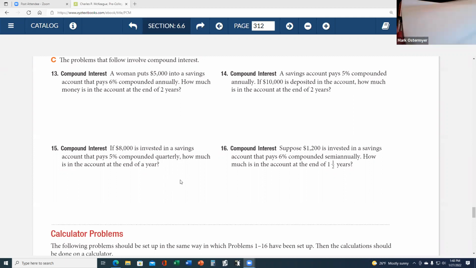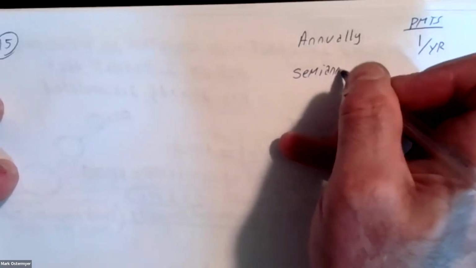when interest is compounded quarterly, that means that the bank pays into your account not one time per year, but how many times per year? 4 times per year. The way it works is this, ladies and gentlemen. If interest is compounded annually, the number of payments is going to be 1 time per what? Per year.